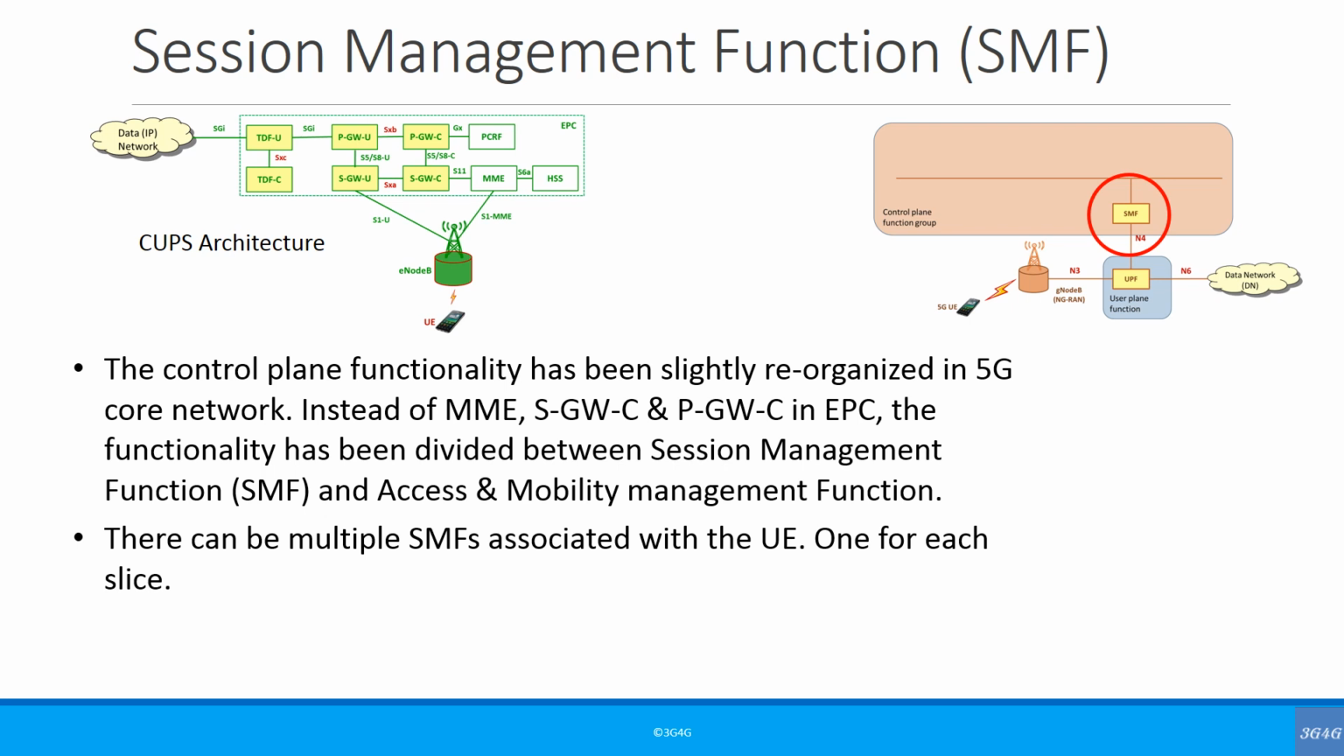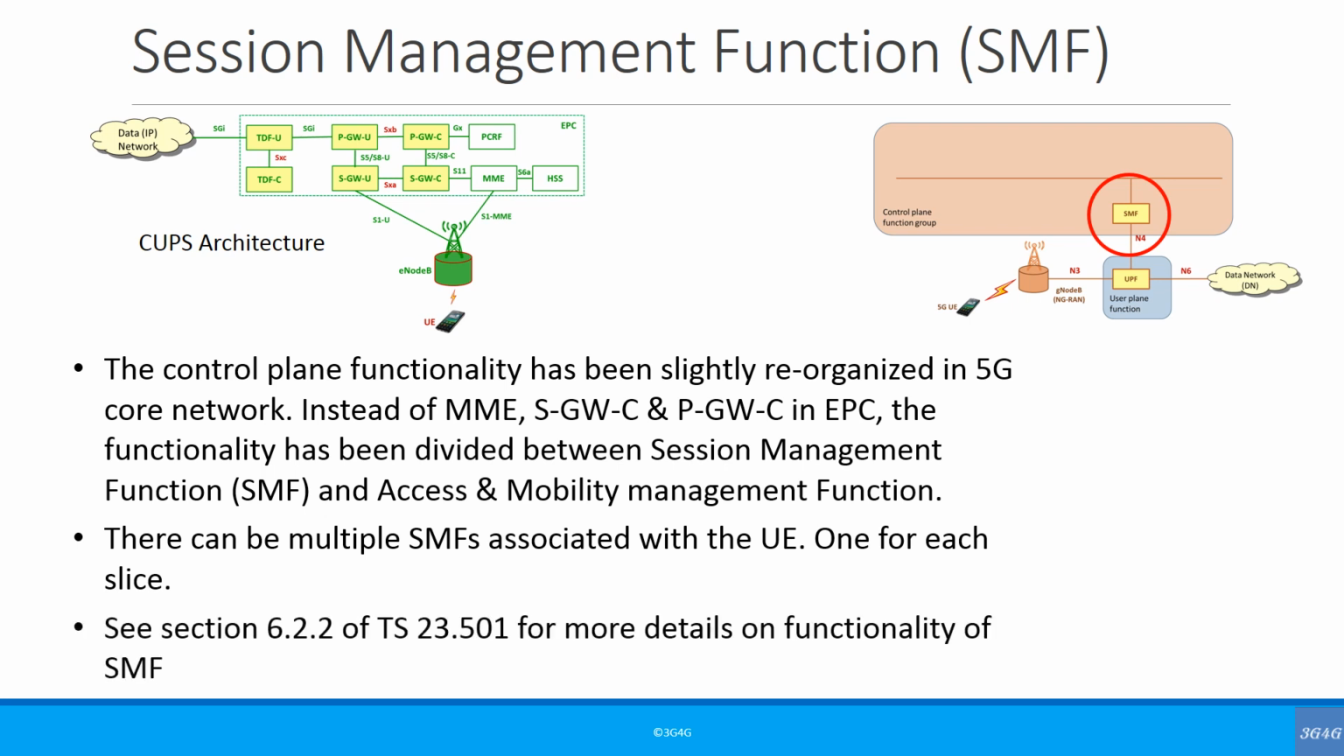There can be multiple SMFs associated with the UE, one for each slice. Now, this is an important point to remember. When we look at some of the examples later on, we will see this. And finally, section 6.2.2 of 23.501 has more details on functionality of SMF. SMF does a lot of different functionalities. So some or all of these SMF functionalities may be supported in a single instance of SMF. Remember, I mentioned that there may be multiple SMFs, right? So not all SMFs will have all different functionality.